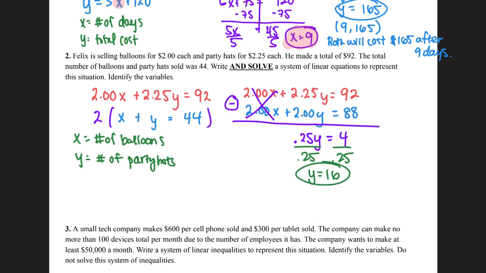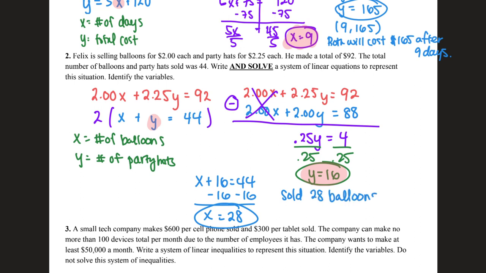Now that we have that, we're going to take that and plug it into either equation. So I'm actually going to plug it into the second equation because that seems easier. So for the second equation, it's going to be x plus 16 is equal to 44. And then just subtract 16 to get x. So 44 minus 16 gives me 28. So that means we sold 28 balloons and 16 party hats.